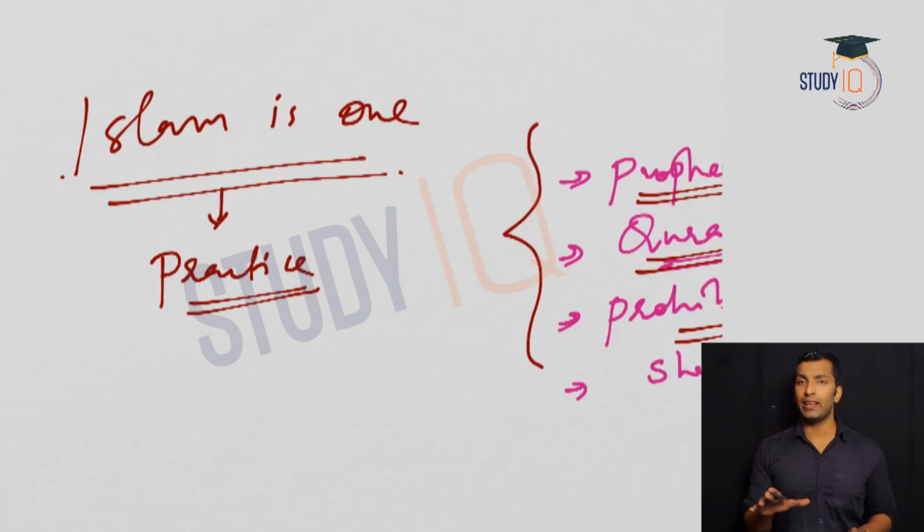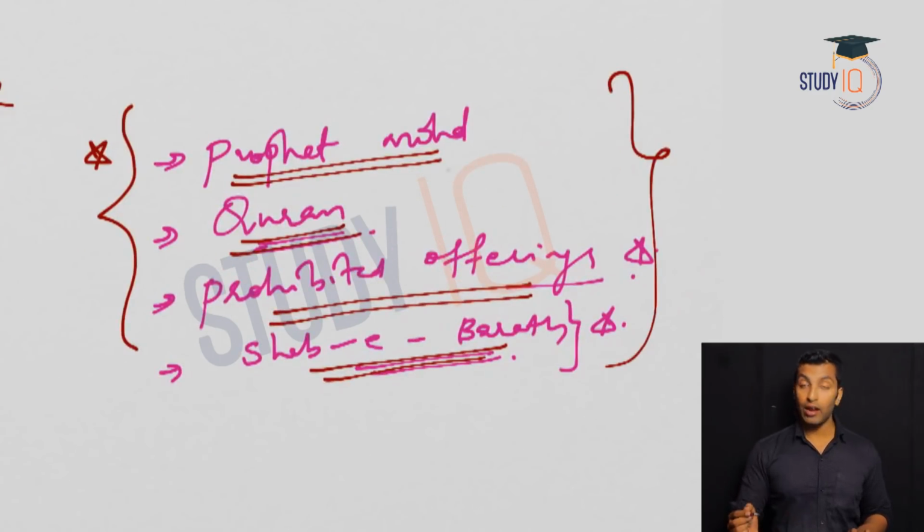And it was not ending here. We'll be discussing that in future also. But this is the first point when we talk about reform in Islam, and these are the reforms that they were looking for.